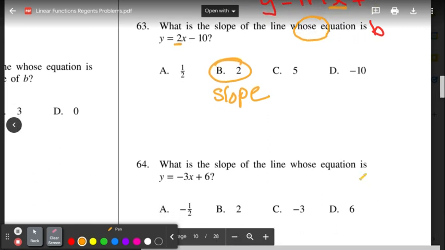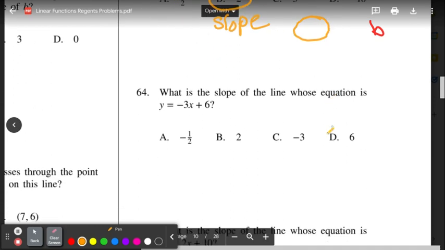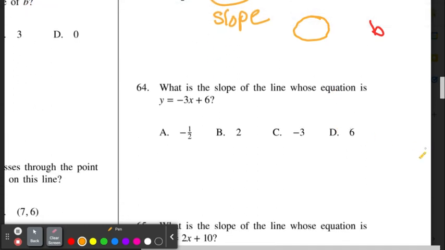Let's look down at problem 64. What is the slope of the line whose equation is y equals negative 3 times x plus 6? So you have these options, A, B, C, D. Please put into the Edpuzzle question what the slope is for this equation. Okay, so when we look, the negative 3 is touching the x, so negative 3 is the slope.